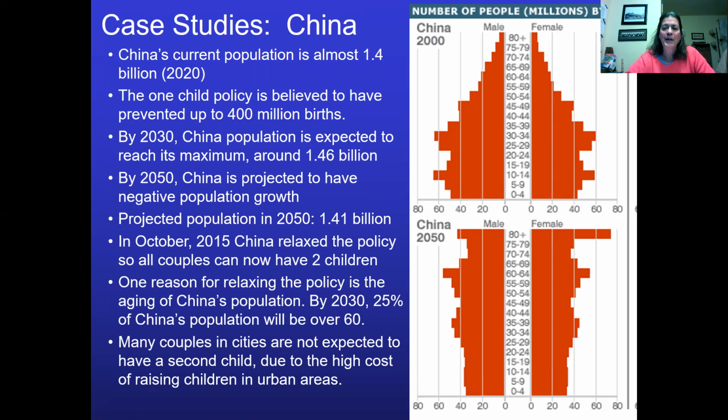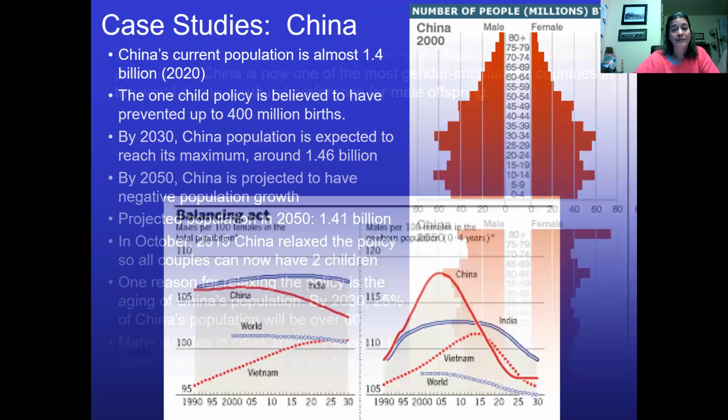So again, they're trying to turn it around now, but in China, a lot of couples are still not wanting to have more than one child because children cost a lot of money. If you have more than one child, they realize that their lifestyle can be better and their quality of life higher if they keep their families to just one child. And so the government's having a hard time encouraging people at this point to have 2 children instead of 1.